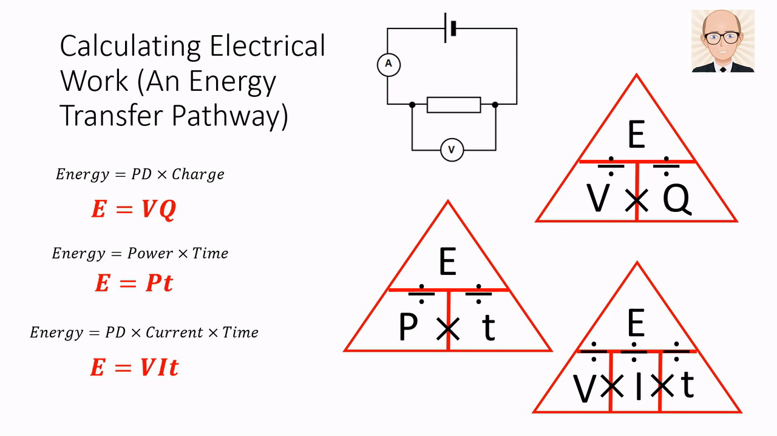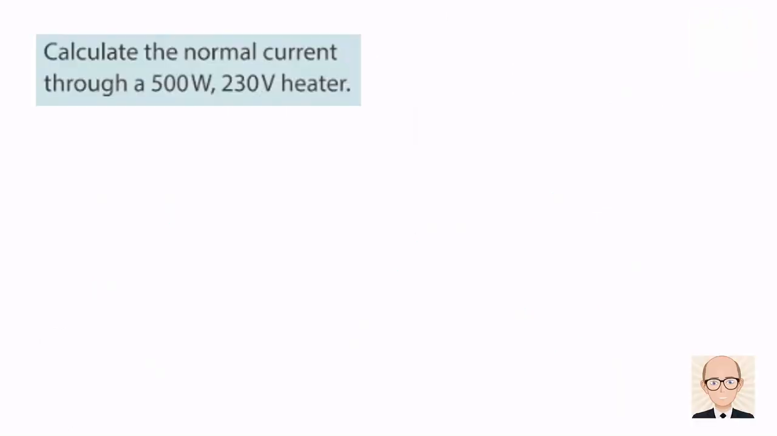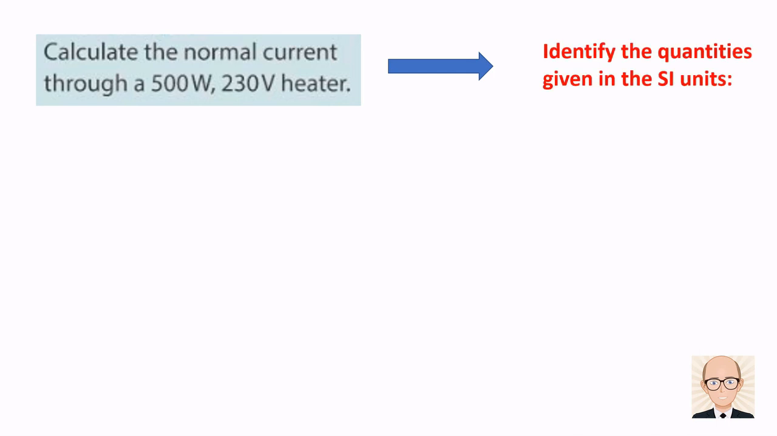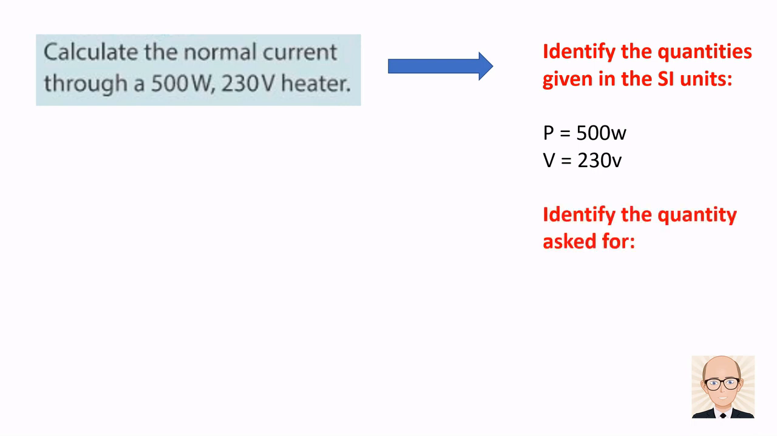Just read the question and look at which quantities you're told and which ones you're being asked for. Let's take this example and show you how to do it. We have to calculate the current through a heater. First, we need to identify the equations given to us in the correct SI units. So we're told the power of 500 watts and the potential difference across it at 230 volts. We then need to identify the quantity being asked of us, in this case it's current.